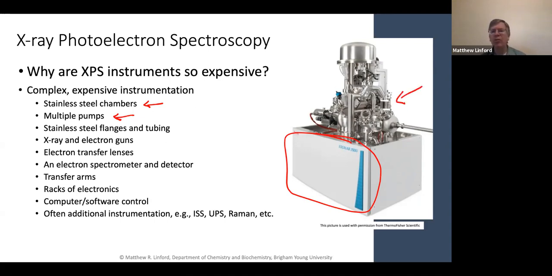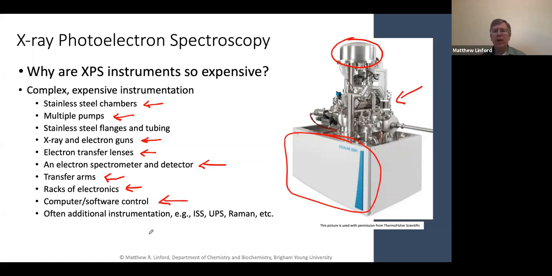All over the place here, again, we've got stainless steel flanges with copper gaskets holding everything together, different pieces of tubing. We're going to have both X-ray and electron guns here. We're going to have the electron transfer lens that we talked about. We're going to have an electron spectrometer. The electron spectrometer is shown right here at the top, and there will be a detector at the end of it. There will be transfer arms to move samples around. There will be racks of electronics. Those are not shown here. The whole thing will be computer controlled with advanced software.